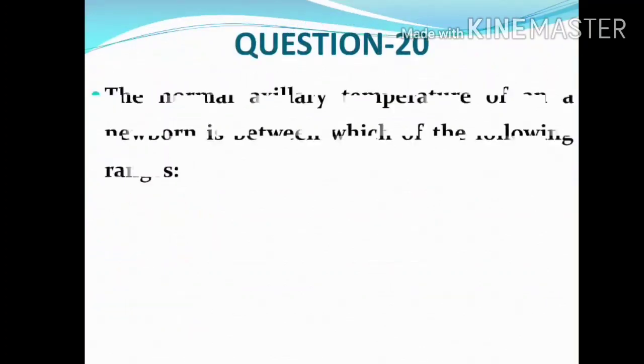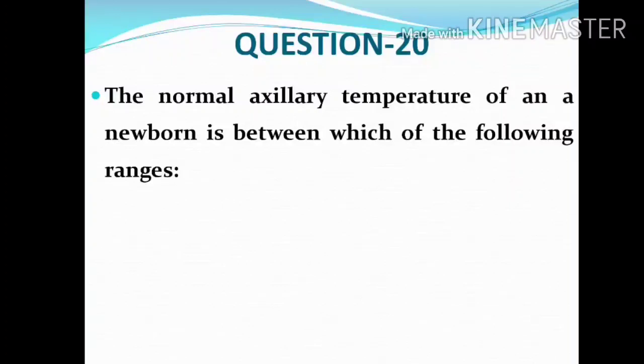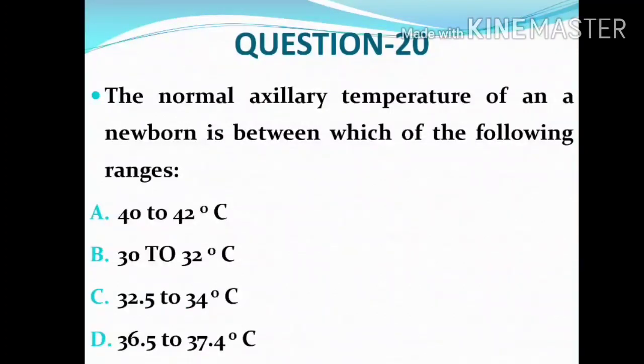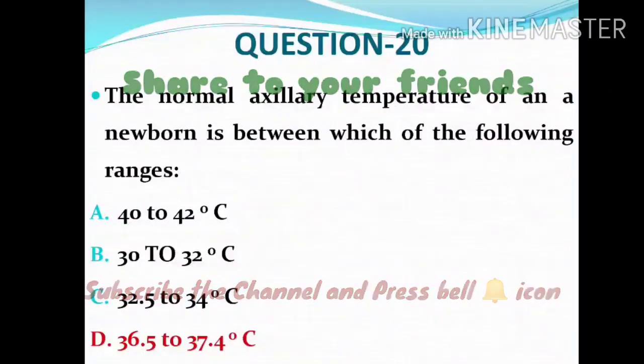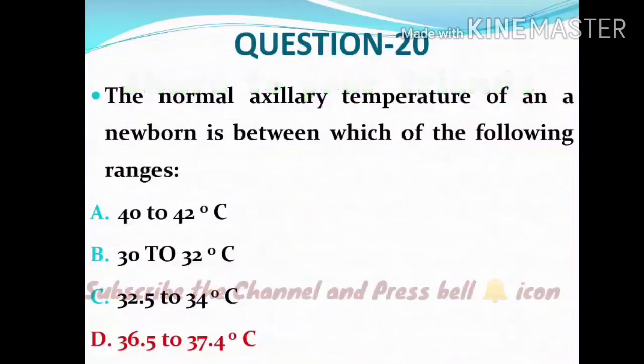Next question. The normal axillary temperature of a newborn is between which of the following ranges? Options: 40 to 42 degrees Celsius, 30 to 32 degrees Celsius, 32.5 to 34 degrees Celsius, 36.5 to 37.4 degrees Celsius. Answer is 36.5 to 37.4 degrees Celsius. The normal axillary temperature of a newborn is 36.5 to 37.4 degrees Celsius.